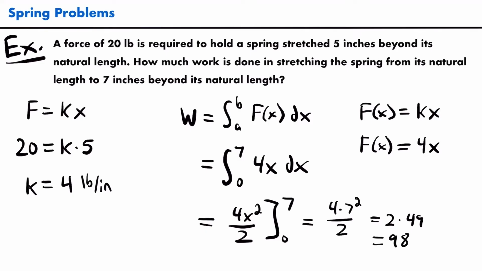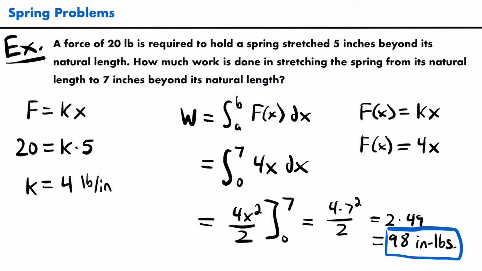And now we can't forget our units, and so since we are working with pounds and inches, our units are going to be inch-pounds. All right, so that is the work done in stretching the spring in this problem from its natural length to 7 inches beyond its natural length. But if you wanted to express this in foot-pounds, remember that there are 12 inches in 1 foot, and so you could divide 98 by 12 to get your answer in foot-pounds. But if your problem doesn't ask you for certain units in your answer, expressing it in inch-pounds is just fine.